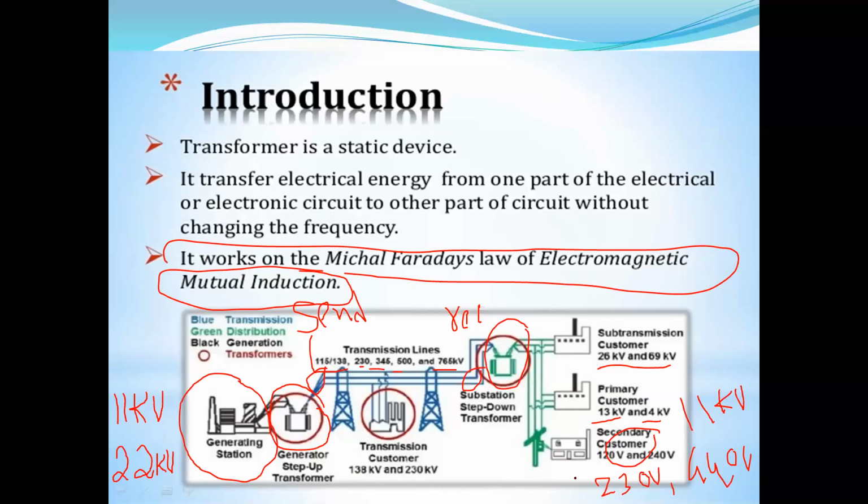The purpose of the transformer is that it changes the voltage and current levels. They may increase or they may decrease. If the voltage levels are increased, it is called a step up transformer. If the voltage levels are decreased, it is called a step down transformer.